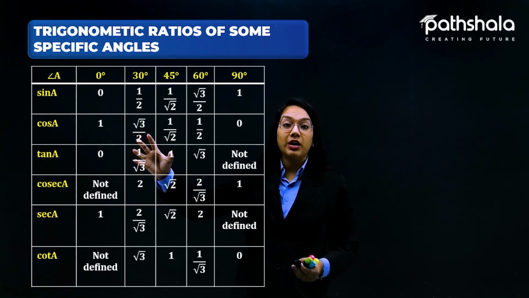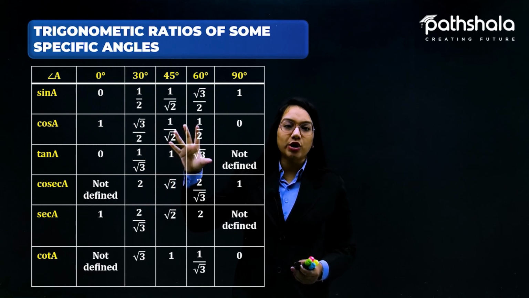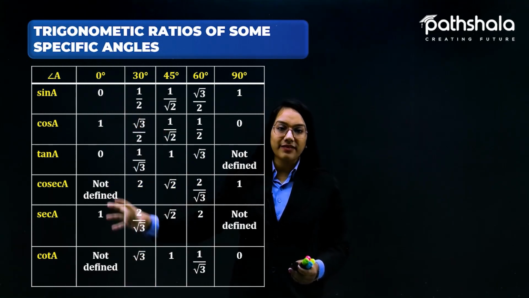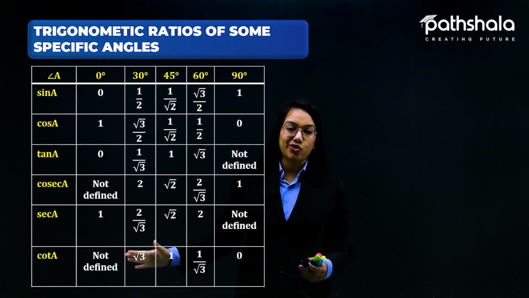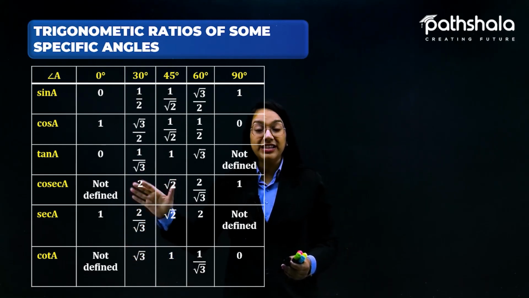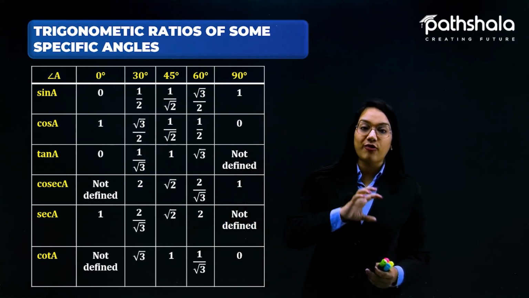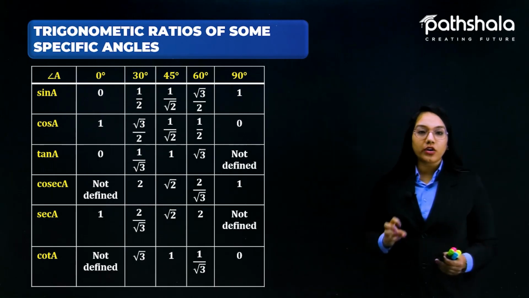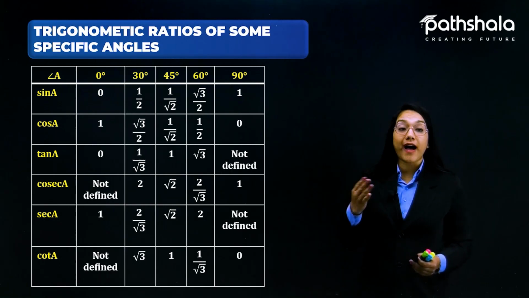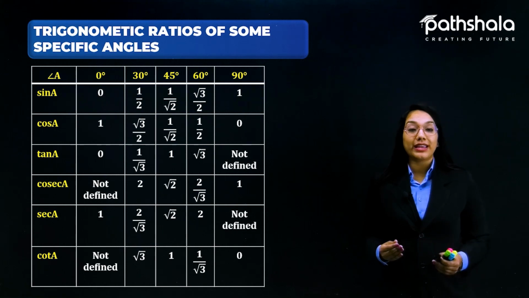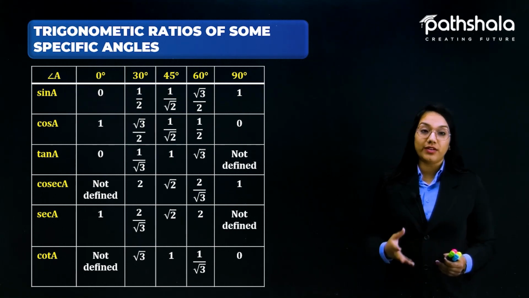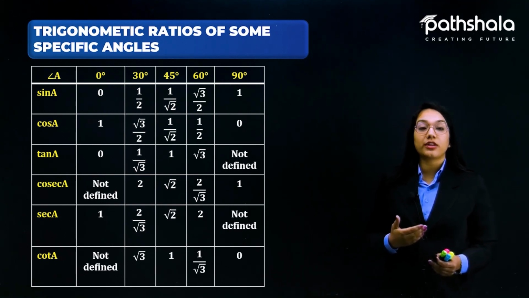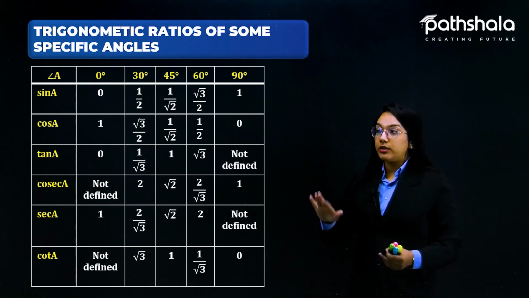And similarly, for the 0 degree angles, sine A, cos A, tan A, cosecant A, secant A, cot of A, all these values are for these trigonometric ratios, if we have these different specific angles as 0 degree, 30 degree, 45 degree, 60 degree and 90 degree. So you can learn this table in order to solve the questions that are related with the values of the trigonometric ratios when the angle is given to us. So always remember this table for the questions, because the questions would definitely be based on this particular table.